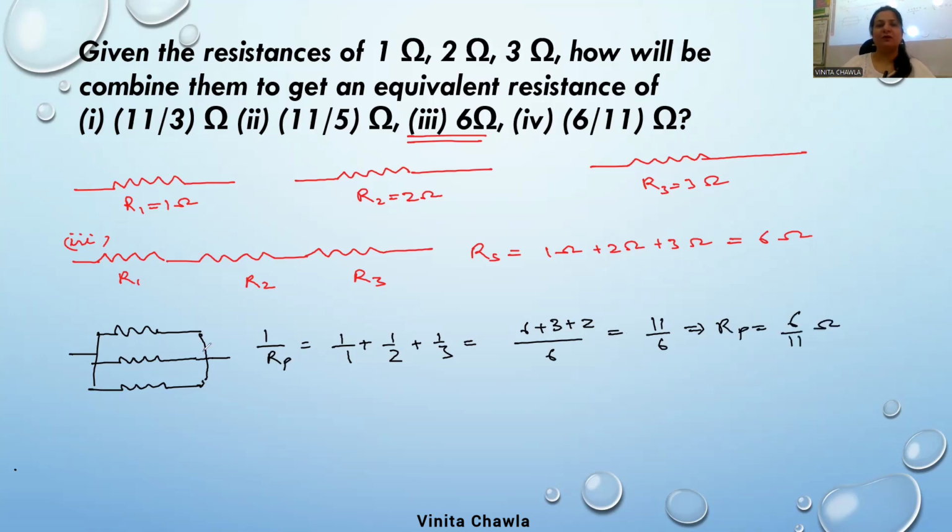Which part have we covered? We have covered the 4th part. So when all the resistors are connected in parallel, we get this resistance. This one is done, and this one is done too. Okay.